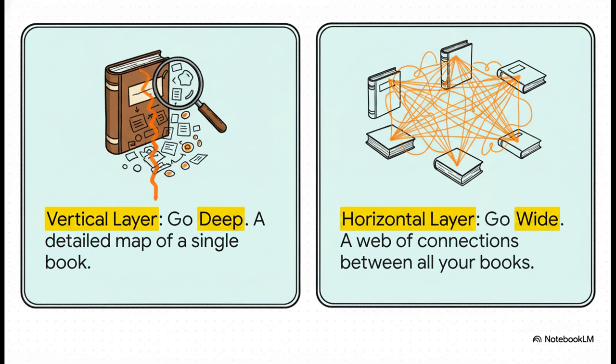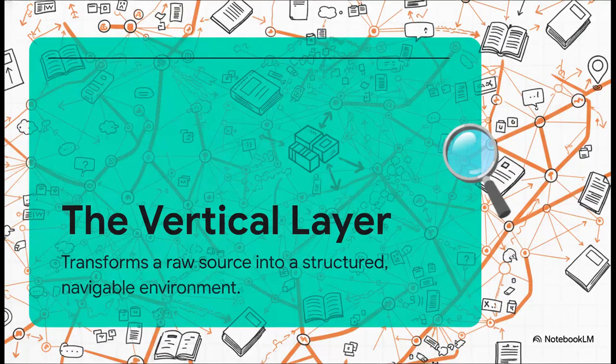Think of this as going deep, like really deep, into one single book. Then you have the horizontal layer. This is all about going wide, weaving this incredible web of connections between all your books. We're going to start with the vertical. So, what's the point of this vertical layer?